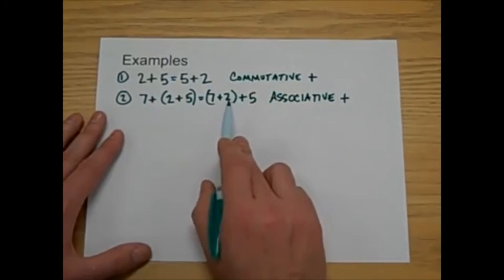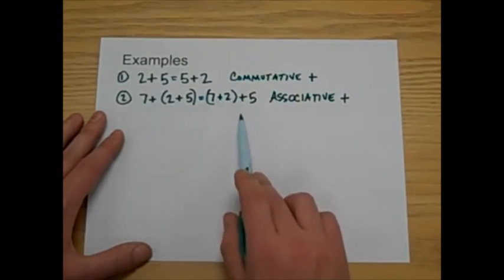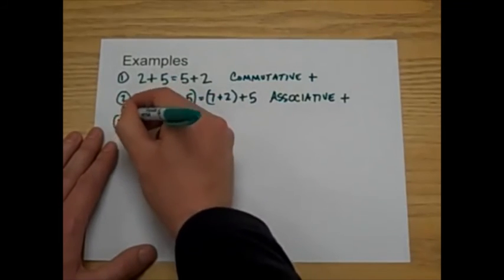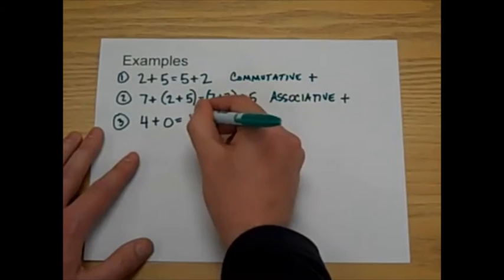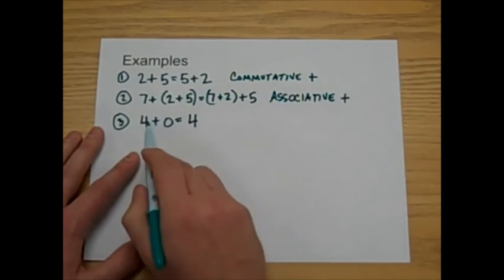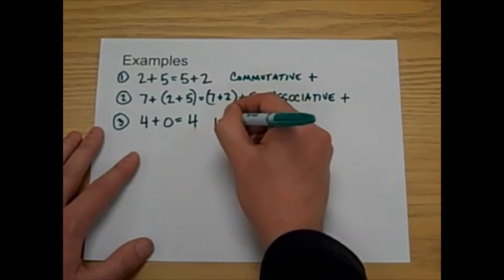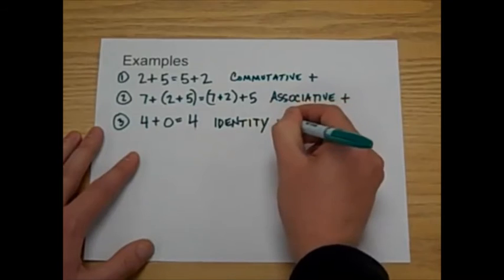That's the first thing you should look at. If the order's changed, it's automatically commutative. The order stays the same, so now I have to look for something else. Third example, let's take 4 plus 0 equals 4. It looks like I start with the same thing I end up with. So the word same, I think of the word identity. This is the identity property of addition.